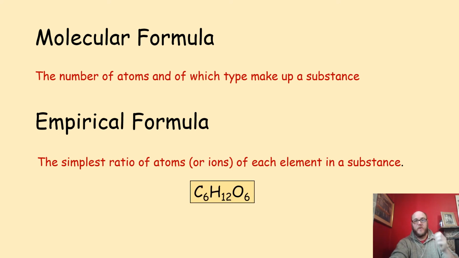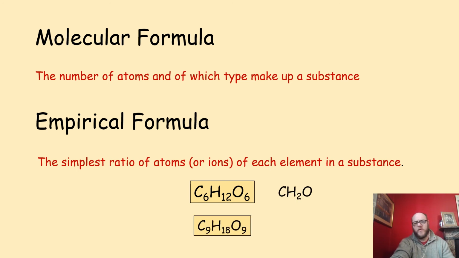So for example, C6H12O6, we've just done this. If I break that down and calculate the empirical formula and find the highest common factor, I end up with CH2O. Now, let me show you this though.